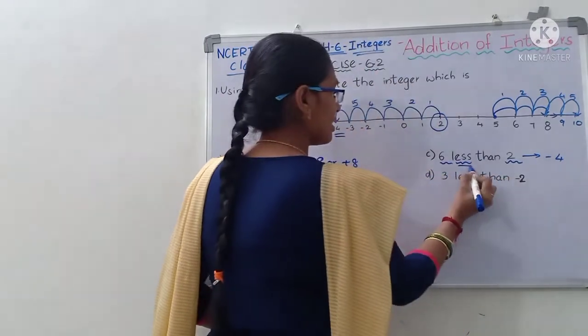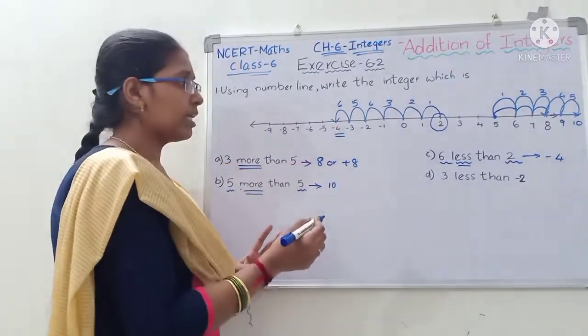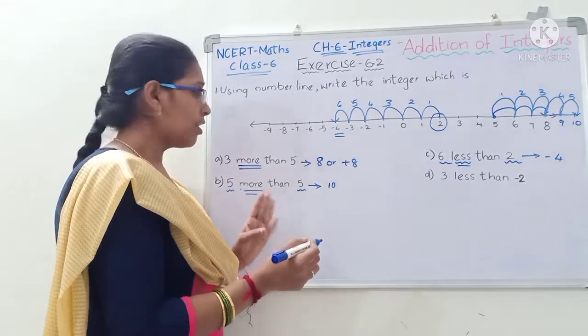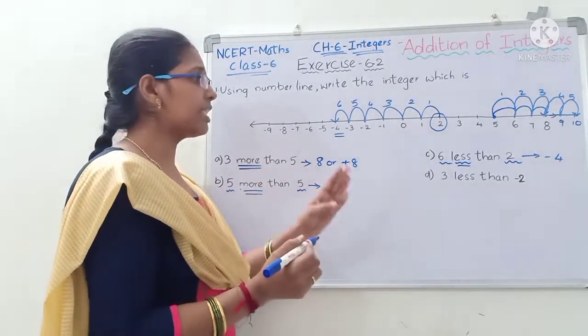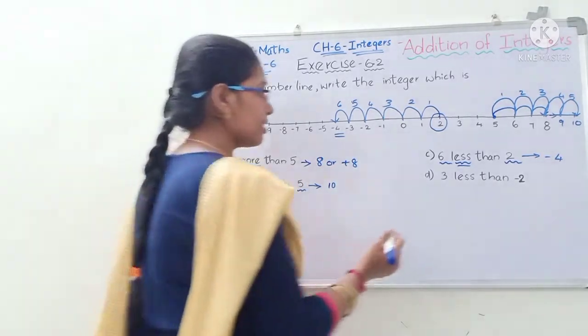The keyword here is less, children. So, you move back. The value gets reduced. If it is more, the value gets increased. If it is less, the value gets decreased.